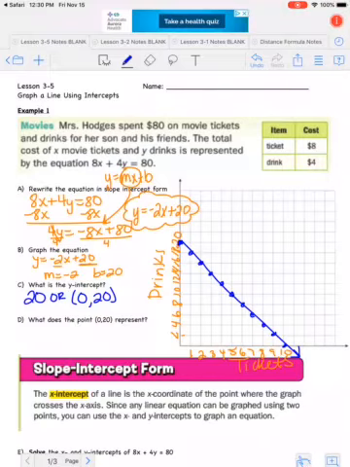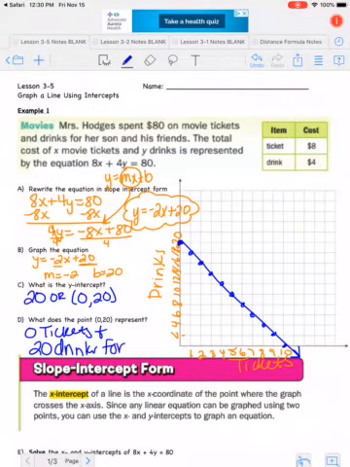So letter D says, what does the point (0, 20) represent? Well, that point (0, 20) represents 0 tickets and 20 drinks for $80. Because that was the original amount of money that Mrs. Hodges said that she was going to spend. So she bought no movie tickets, but spent $80 on only 20 drinks.